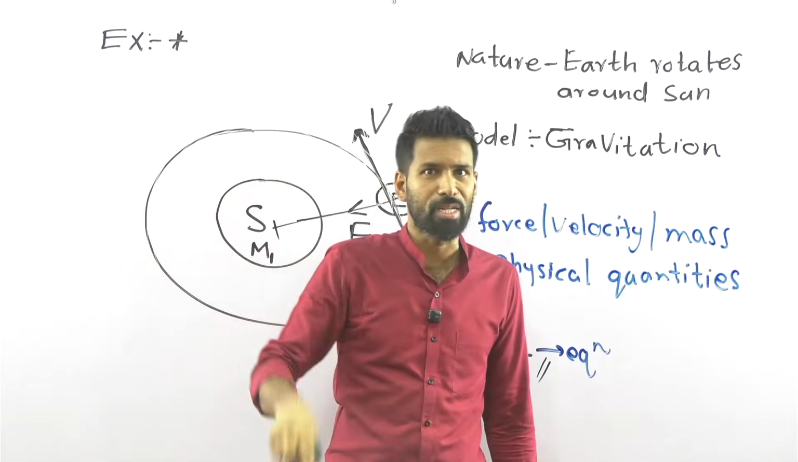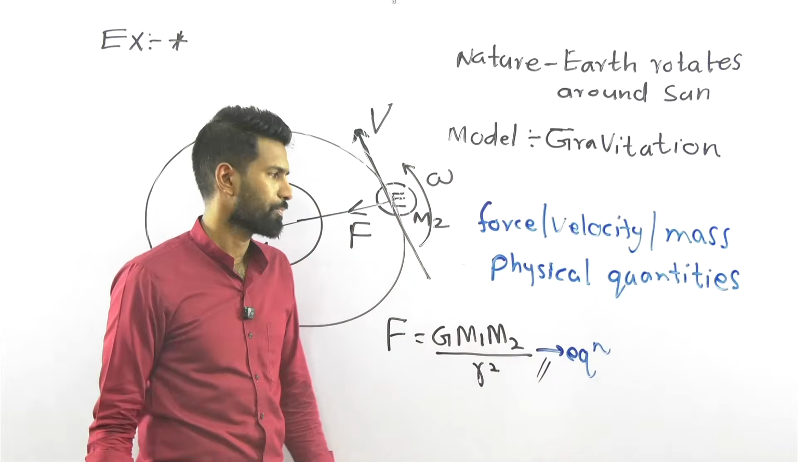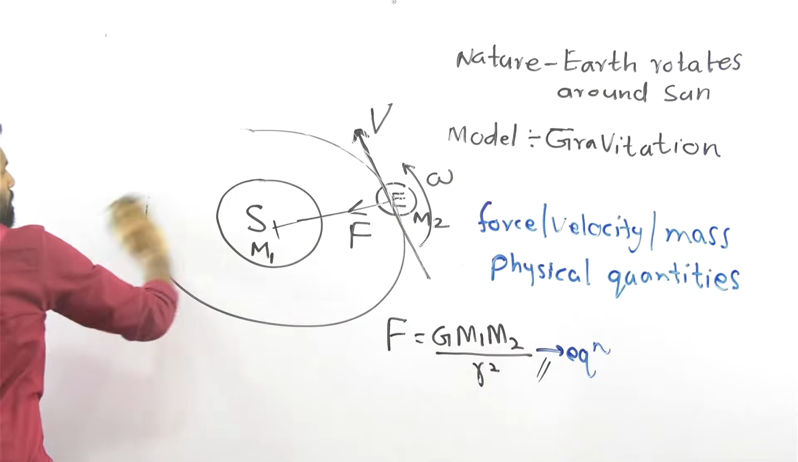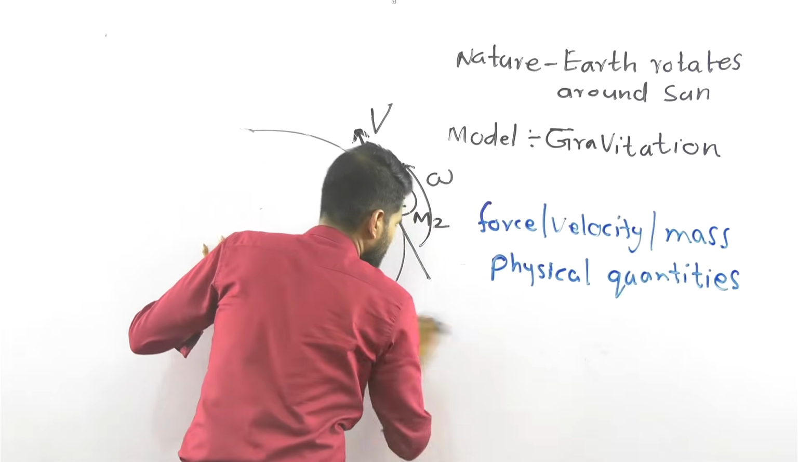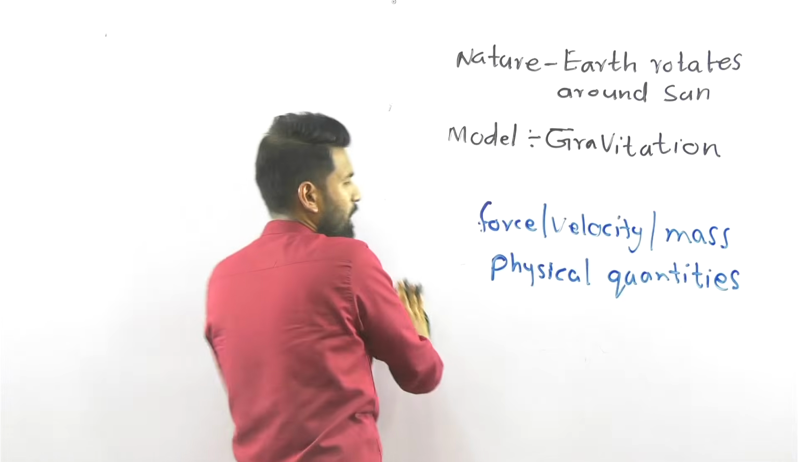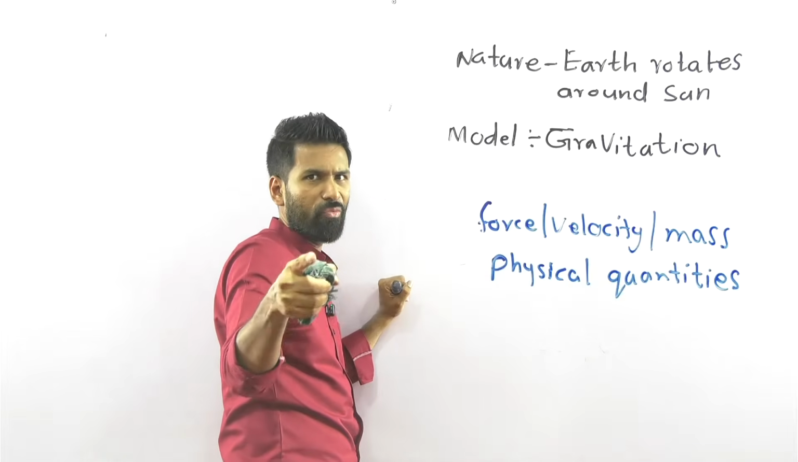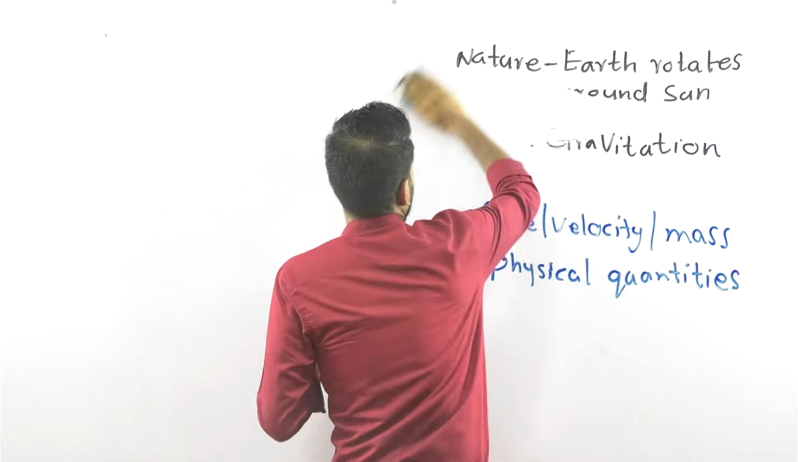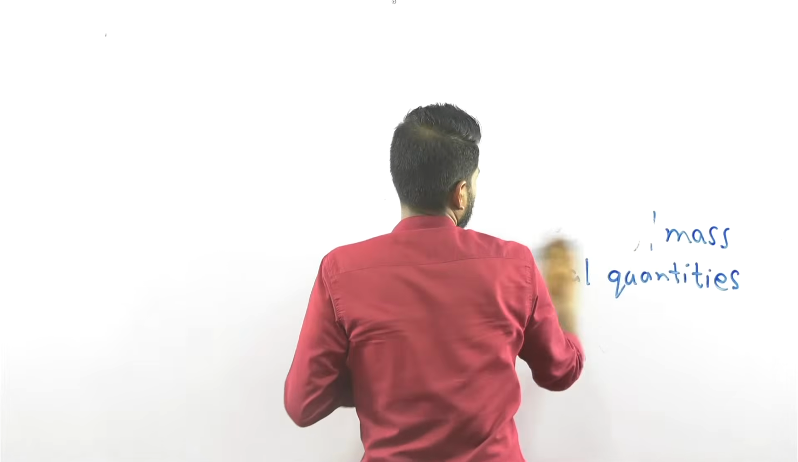Now I introduced the word physical quantity. Keep it in your mind. Let's go to our next example. Students, I'm not teaching you these theories. I'm not teaching gravitation here. I want to bring up this word, physical quantity. Force, velocity, mass, these are called physical quantities. That's what I want to point out. Okay, let's go to the next example.